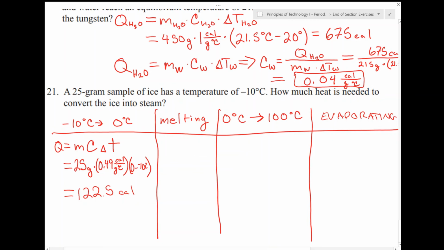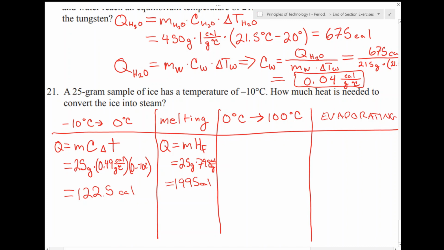To figure out the energy involved in melting this ice, we need to use the equation heat is equal to the mass of the sample times the heat of fusion of the material. The heat of fusion for water and ice is 79.8 calories per gram. The mass of the sample is 25 grams, so we simply multiply those together. And when we do that, we get 1,995 calories.